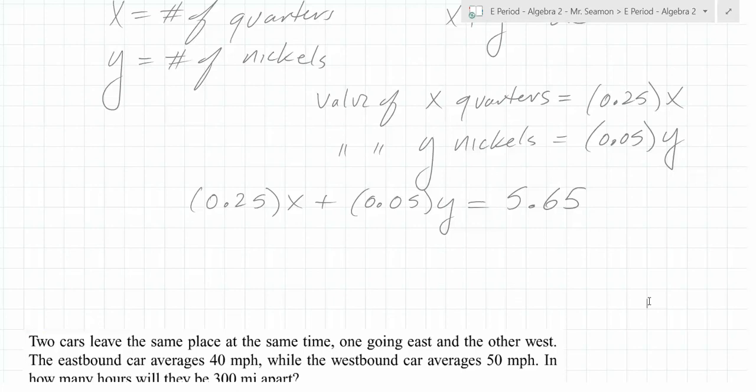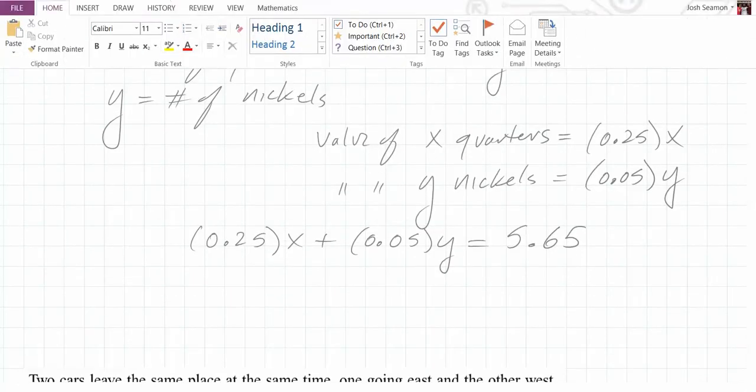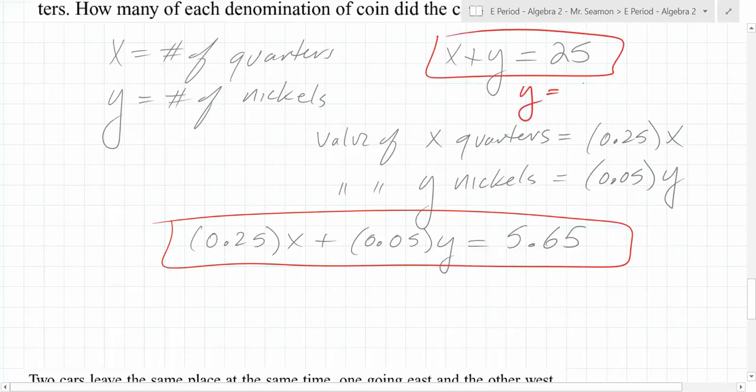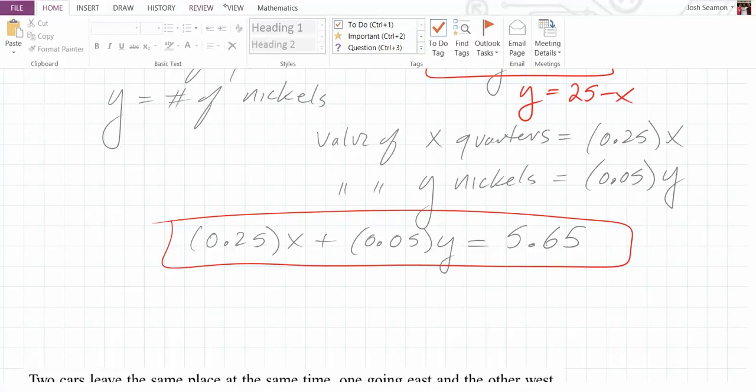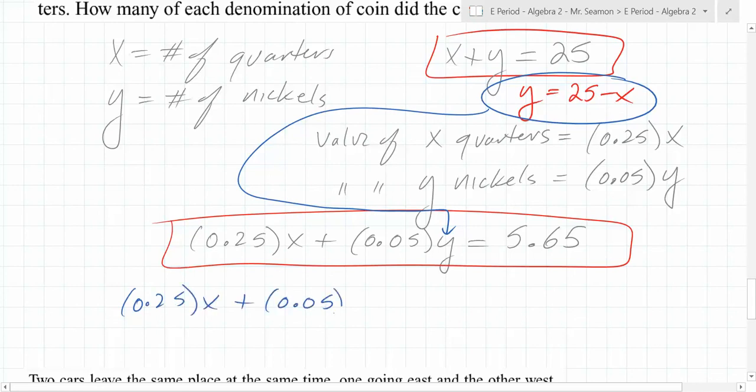So theoretically, at this point, how do you solve this? How many equations do you have? 2. Yeah, you have two variables and two equations. You have 1 and 2. What does y equal right there? 25 minus x. Yeah, so what can you do with that 25 minus x? You can take this and plug it in right there. So you get 0.25x plus 0.05 times (25 minus x) is equal to 5.65.